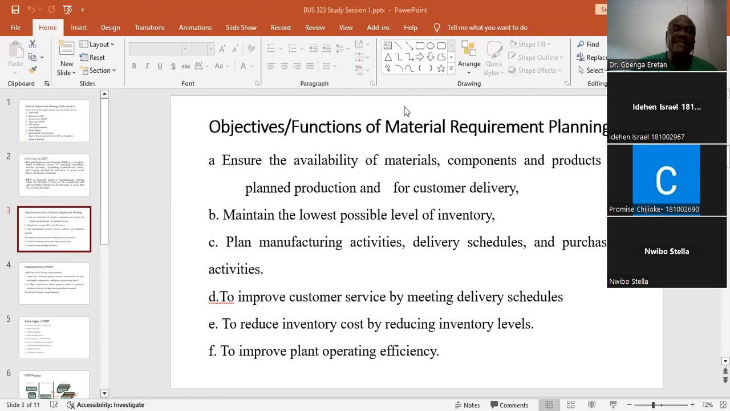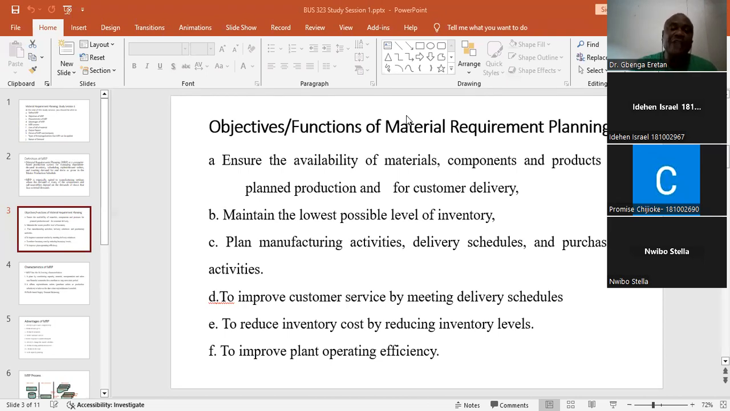Because when you can maintain the minimum level of stock, you can hold the minimum level of stock and you are not holding excess stock. The cost of holding the stock will be reduced. And when the cost of holding your stock is reduced, you are reducing the cost of holding stock. And this is one of the functions or the objectives of material requirement planning.